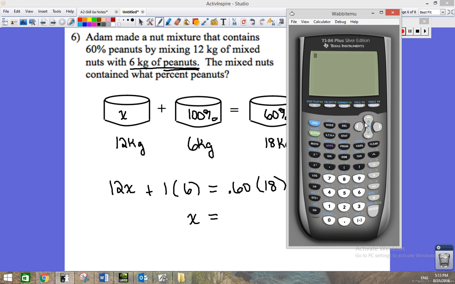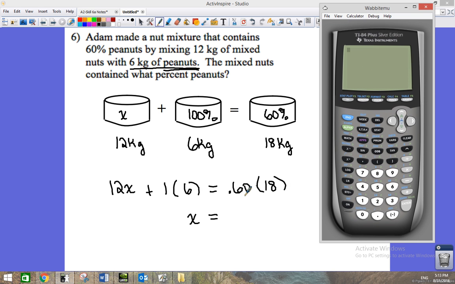So let's do it on the calculator. On the right hand side, 0.6 times 18, 10.8. If we subtract 6 from that, now we divide it by 12, and we'll have our answer, 0.4. So 40%.